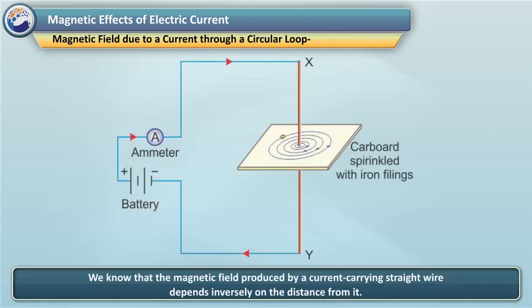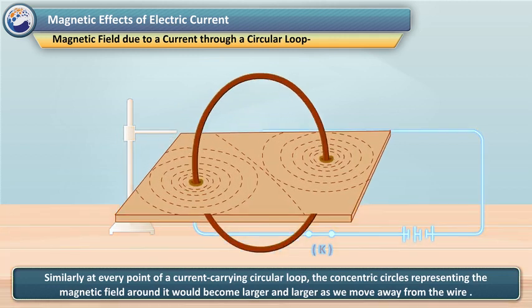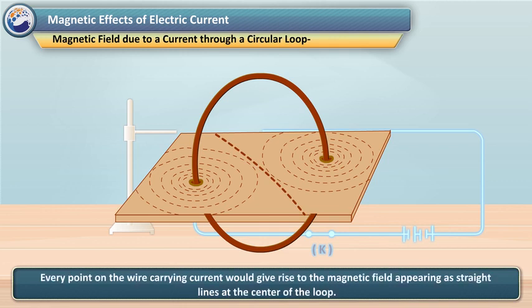We know that the magnetic field produced by a current-carrying straight wire depends inversely on the distance from it. Similarly, at every point of a current-carrying circular loop, the concentric circles representing the magnetic field around it would become larger and larger as we move away from the wire. By the time we reach the center of the circular loop, the arcs of these big circles would appear as straight lines. Every point on the wire carrying current would give rise to the magnetic field appearing as straight lines at the center of the loop.